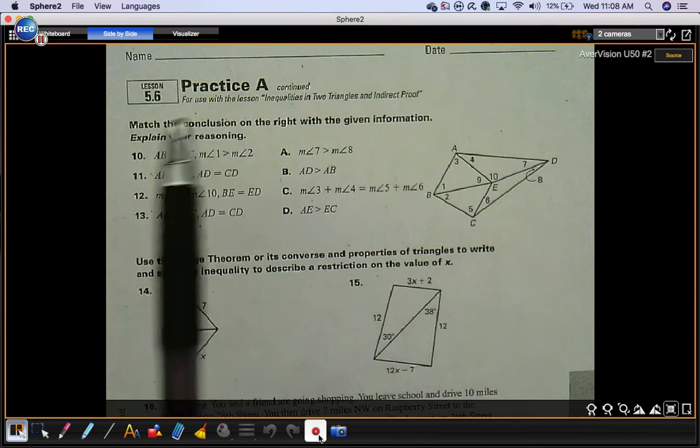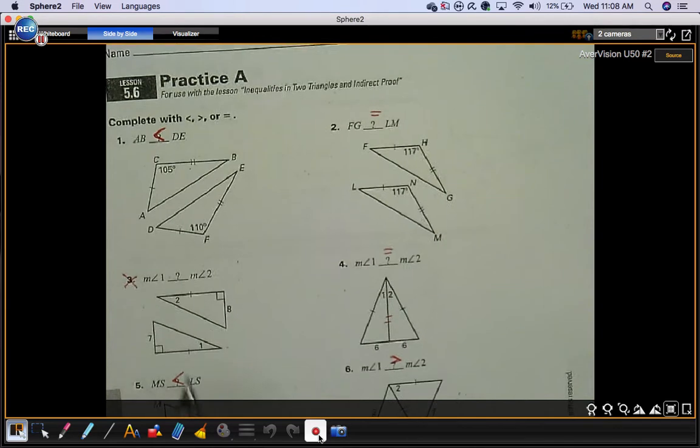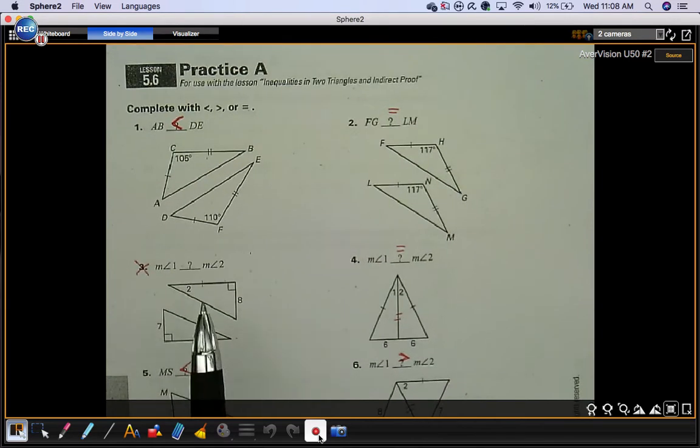Back of the practice A for 5-6. Before we go any further, I want to look at this number 3 again because you can't use the hinge theorem on this. We can still make a determination on which angle is bigger though.